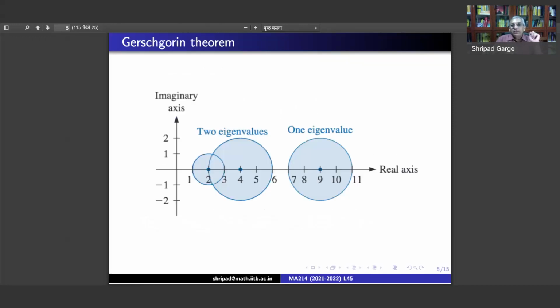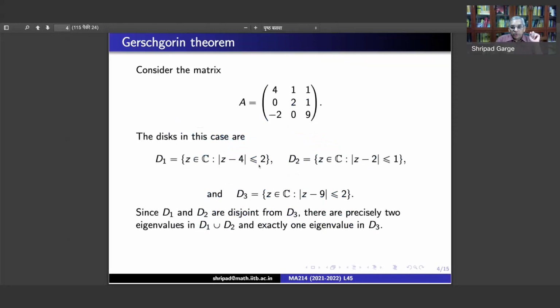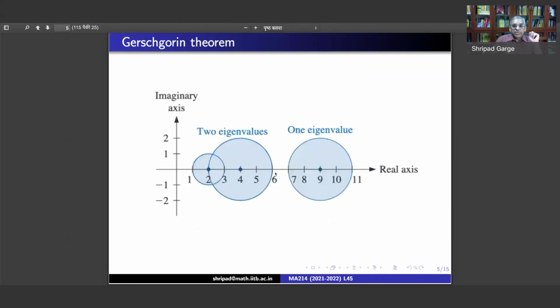This is how the picture will look. Let's remember 4, 2; 2, 1; and 9, 2. These are the three disks. Here we have 4 as the center and a circle of radius 2. Then there is 2, 1: 2 is the center and there is a circle of radius 1. And 9, 2 tells you that there is a circle with 9 as the center and 2 as the radius. So we see that there is quite some distance between D1 union D2 and D3.